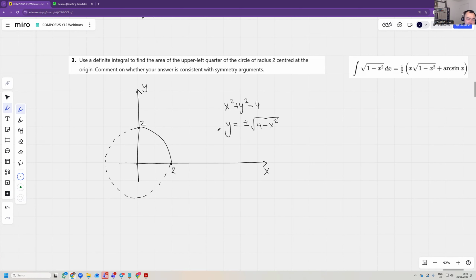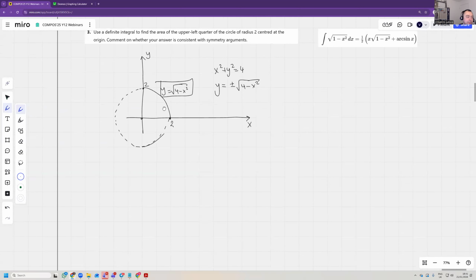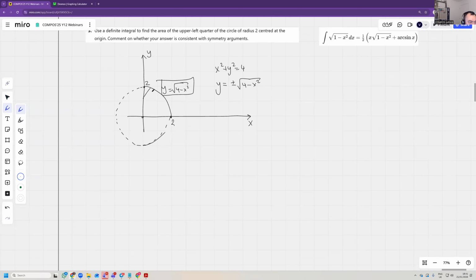But obviously, it's plus because y is positive. It's not negative. Negative is this bit. So y is square root of 4 minus x squared. So that's your graph. And you want the area. So you're looking for the integral from 0 to 2 of square root of 4 minus x squared dx.